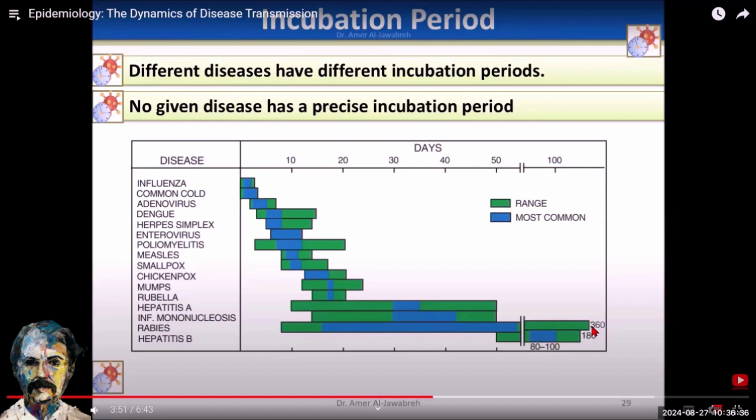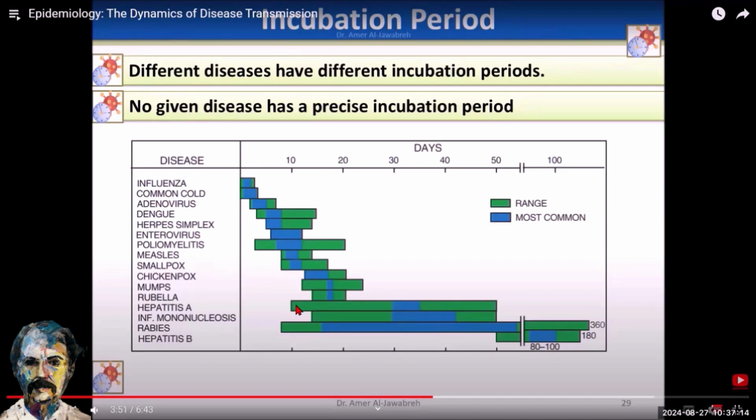Look, a year. But the blue one is most common. Look at influenza, days. The green is the largest range. The blue is the more precise range, more common. Smallpox. Look at hepatitis B, 80 to 100 days. So you're talking about almost 5 or 6 months. Okay. The largest here is rabies. And you have infectious mononucleosis. Very long. Hepatitis A, oral-fecal. It's a form of hepatitis infection, but oral-fecal, not like hepatitis B through sexual and blood contact.